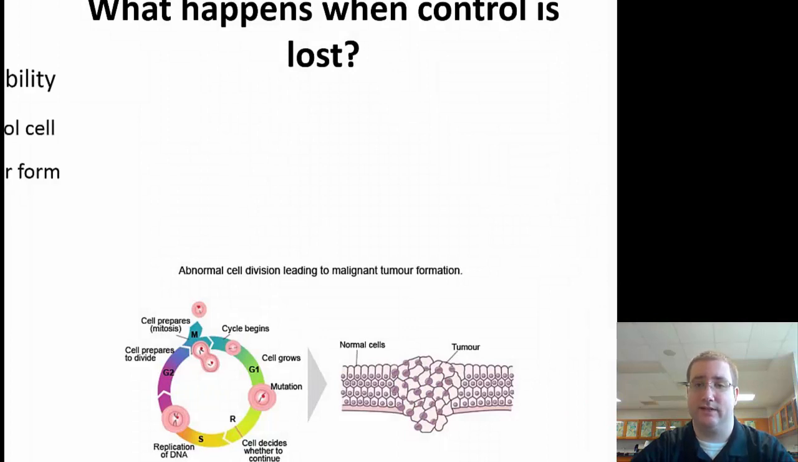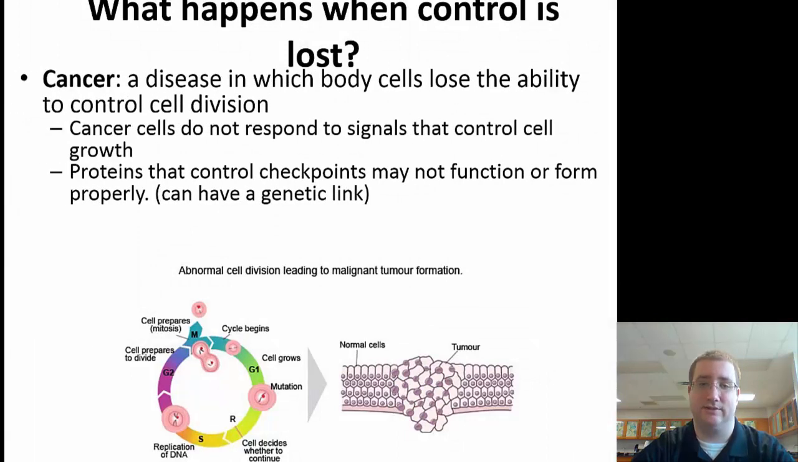What happens when control is actually lost? As we discussed, that's called cancer. Cancer is when these body cells lose the ability to control cell division. They're no longer able to regulate their own division anymore. It could be that they do not respond to signals anymore. The body, or other cells, are sending them signals to stop dividing, saying I'm not telling you to divide, and they just ignore them and keep on dividing.